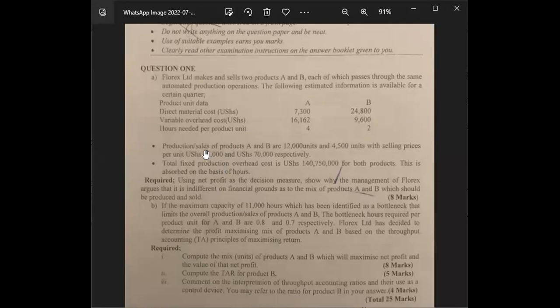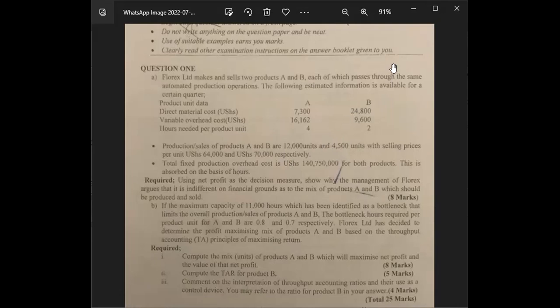So here what you have is they're saying that production and sales of product A and B are 12,000 units for A, and B is 4,500. So these are the maximum that the demand is out there. That for A, if you produce 12,000, they'll buy them all. Produce 4,500, they'll buy them all. That's your estimate.